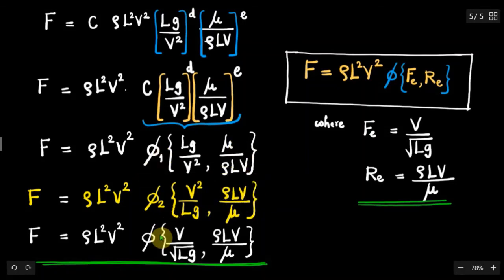So that can be further written as another function of V square by Lg, taking the reciprocal on both sides, reciprocal of both the groups. So another function of V square by Lg and rho Lv by mu. So that can be further written as a function of V by root of Lg and rho Lv by mu. So that essentially means the resistance force F acting on the ship or force of drag is equal to rho L square V square into a function of Froude number and Reynolds number.